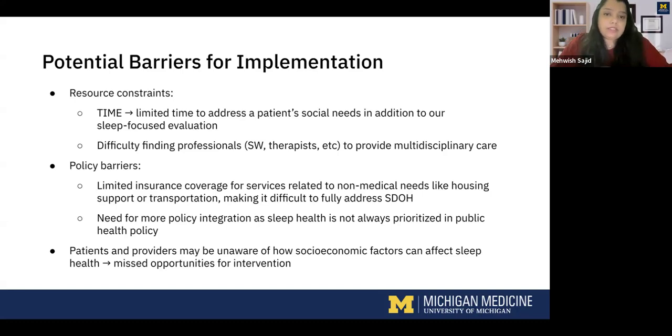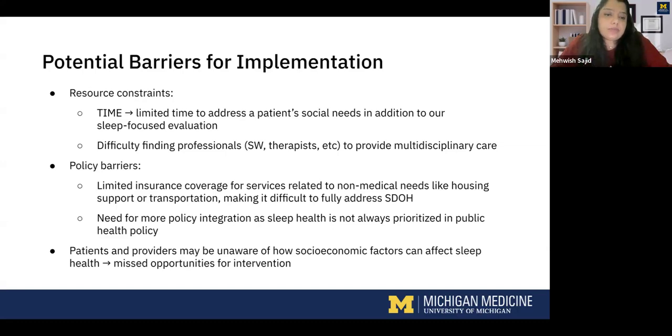And that can also make it really difficult to fully address social determinants, especially if we're not seeing them in our clinic. And then they're having difficulty not only accessing us, but addressing their sleep concerns. There's also a need for policy integration, and I think sleep health is not always prioritized in public health and when we're creating public health policies. And so really advocating for promoting good sleep in the community is a place that we can improve.